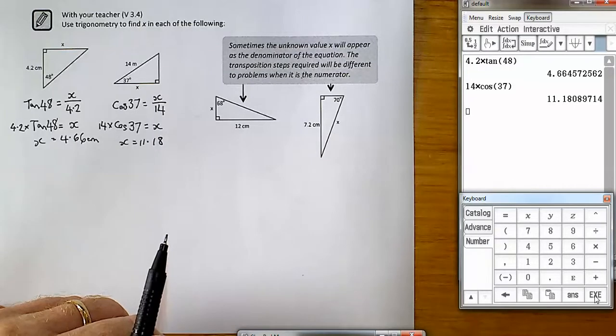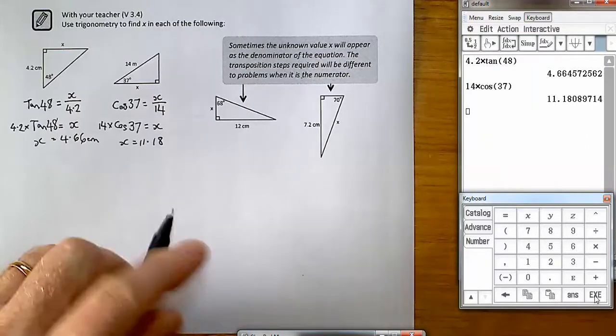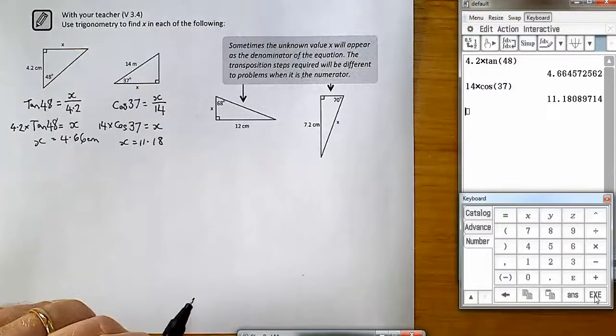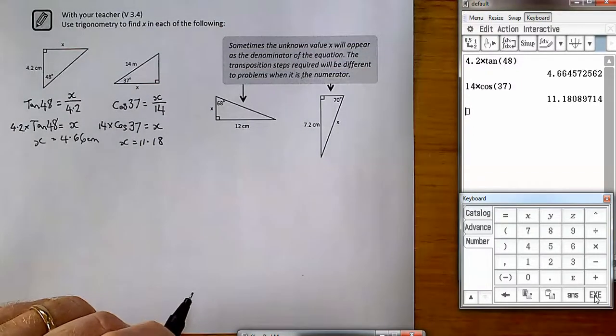Always check too, if you're doing a question where you are working out the hypotenuse, it should be the longest of the sides. Or in the case here, 11.18, it's got to be less than the hypotenuse, and it is. I'm fairly confident then that that answer is correct.